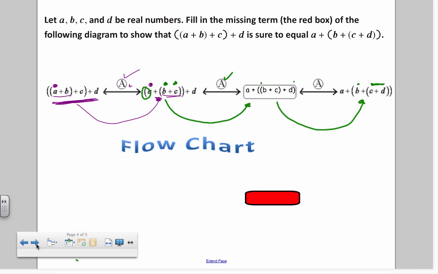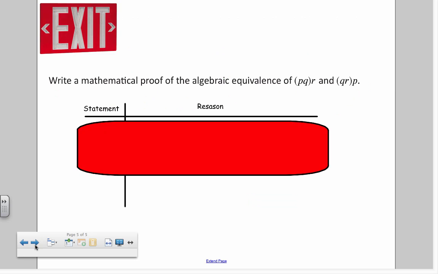Now it's a little confusing, but when we do that flowchart tomorrow, you'll see it. And we're also going to do this proof in class. We're going to prove by using that flowchart reasoning why this statement can change into that statement.